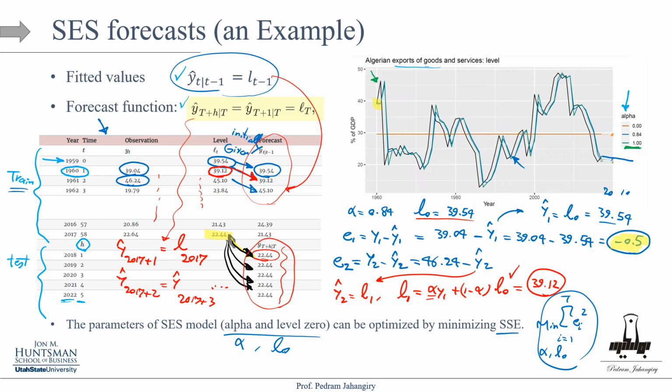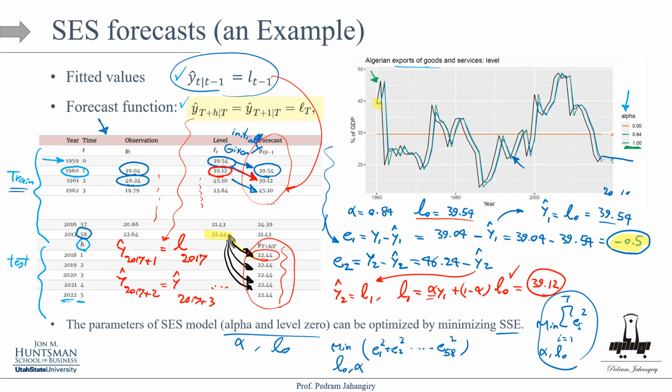But in order to identify, let's go back to the identification problem, guys. So we're using the train set, calculating these errors, error 1, error 2, error 3, all the way to error 58. And I'm going to sum them, error 1 to the power of 2, error 2 to the power of 2, all the way to error, in this example, 58 to the power of 2. I'm going to sum them and minimize them over the initial value of L0 and alpha.